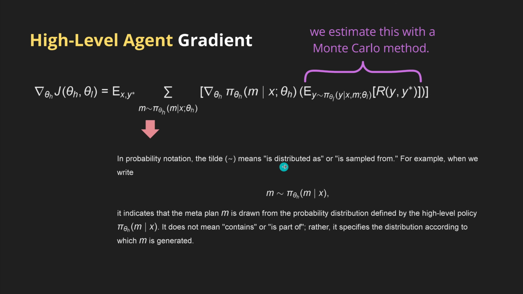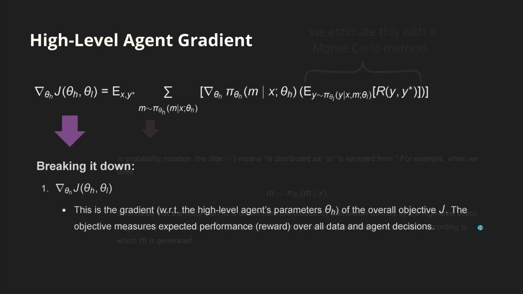So this indicates that the meta plan M is drawn from, or sampled from, this is the tilde operator, a probability distribution. This is our pi, defined by the high-level policy pi theta h. It doesn't mean that it contains or is part of; remember, we are working with probability distributions. Careful not to get this wrong.